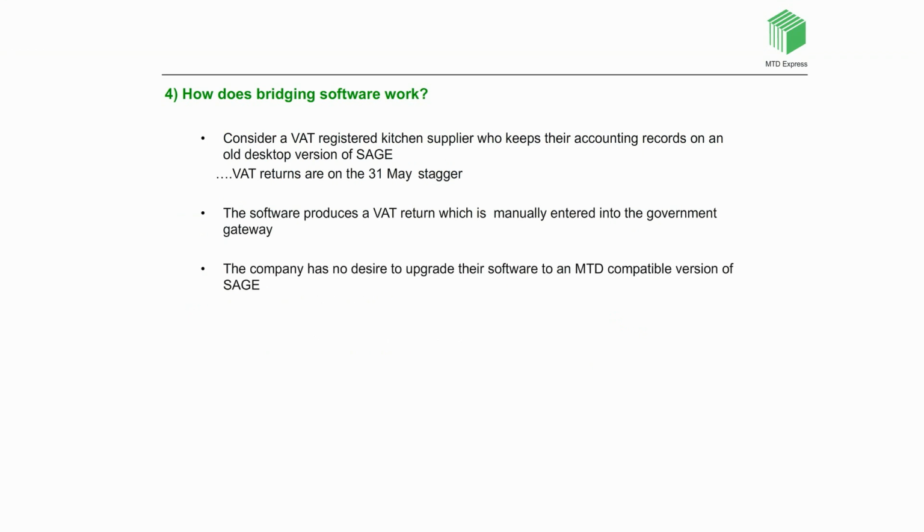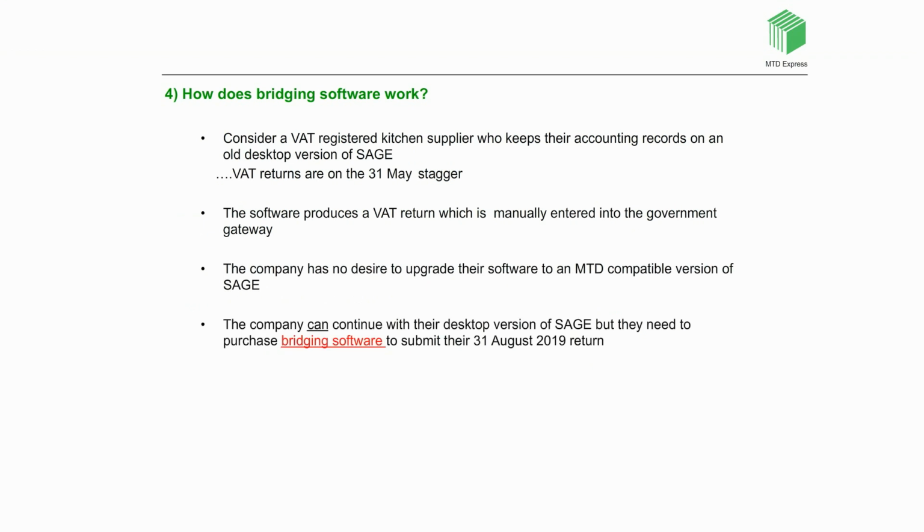The company has no desire to upgrade their software to the latest cloud-based version. They are perfectly happy with what they've got and they want to stay as they are. Now the company can continue with their desktop version of Sage, but they need to purchase bridging software to be MTD compliant. Their 31st of August return must be submitted digitally.